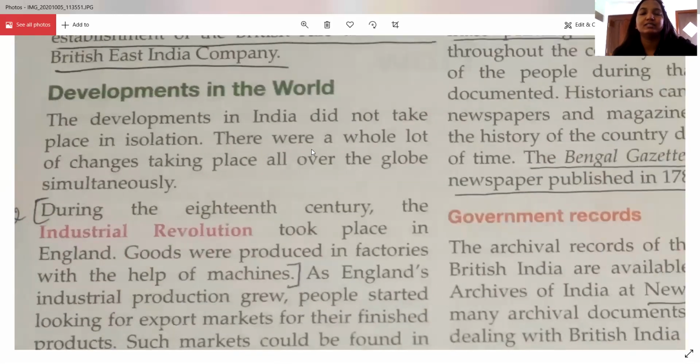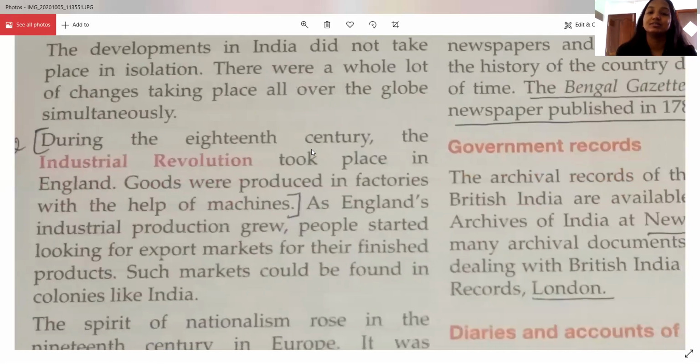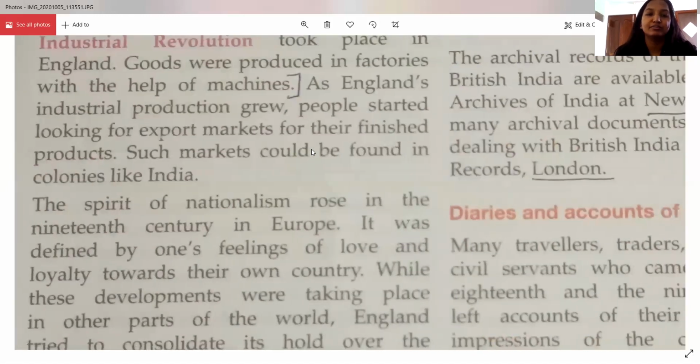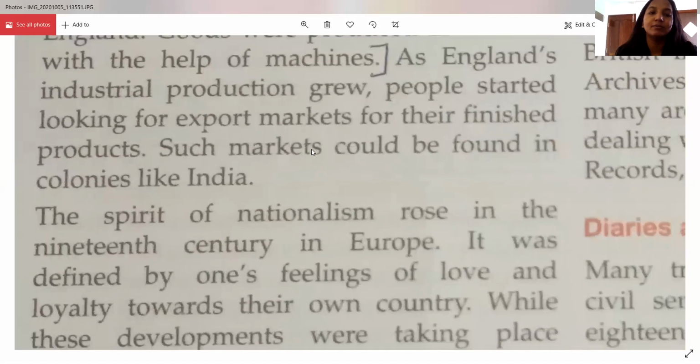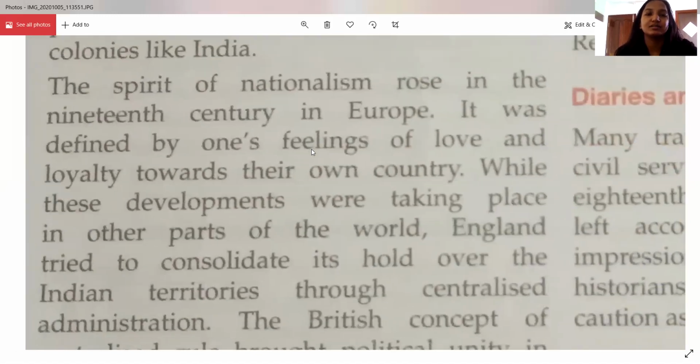Now, we learned that while this was happening in India, there were other developments happening across the world. First one is the industrial revolution. What is the industrial revolution? When goods are produced by factories with the help of machines, where machines replaced men. What was the effect in India due to the industrial revolution? Because there was a lot of production, now that the machines were doing the job, they needed markets. So the colonies like India became markets for such industries.